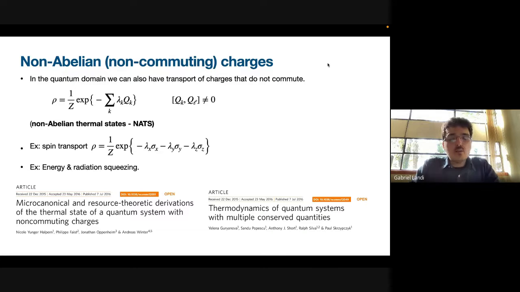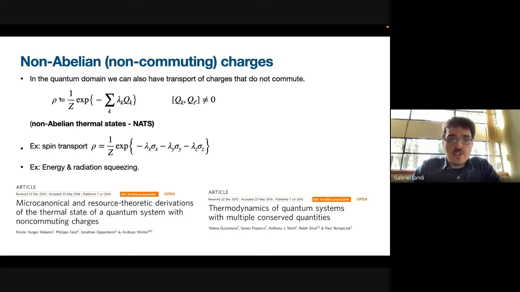Okay, but what I showed you so far concerns abelian charges. Abelian means that they commute. Energy, the Hamiltonian, and particle number are operators that commute at the quantum level. But there's nothing in quantum theory that forbids us from studying the same problem with non-commuting charges.